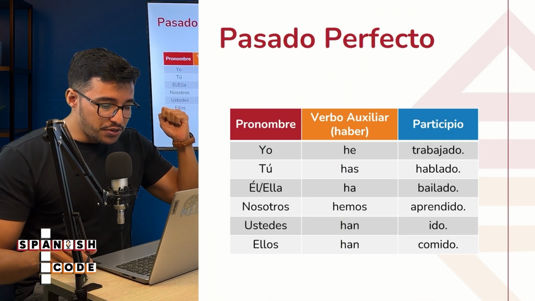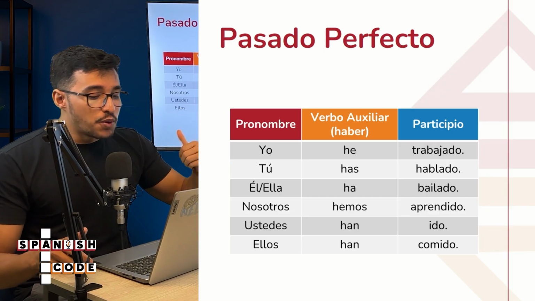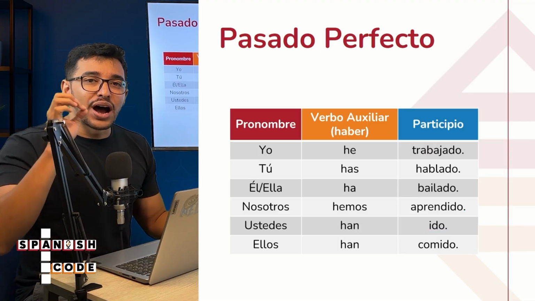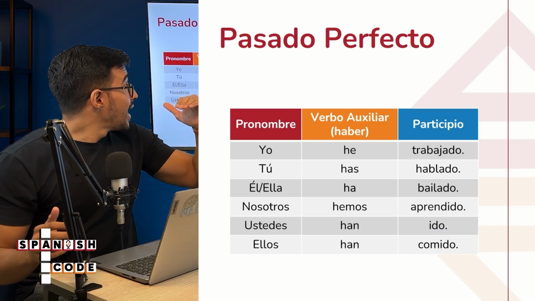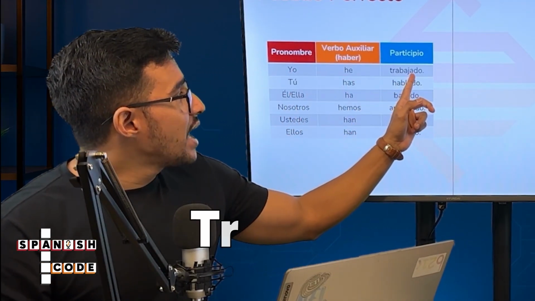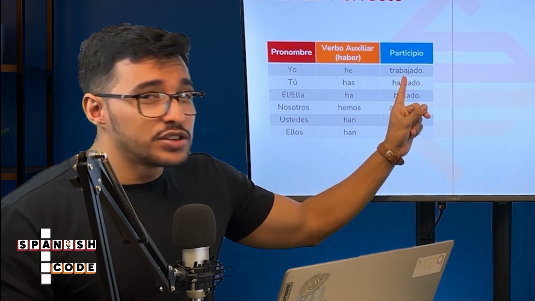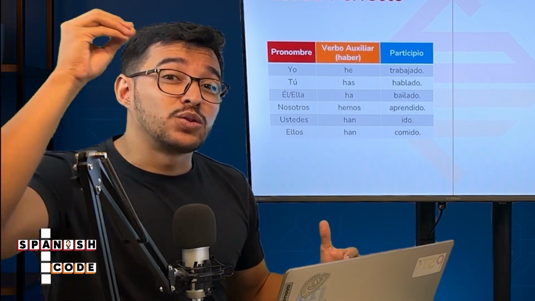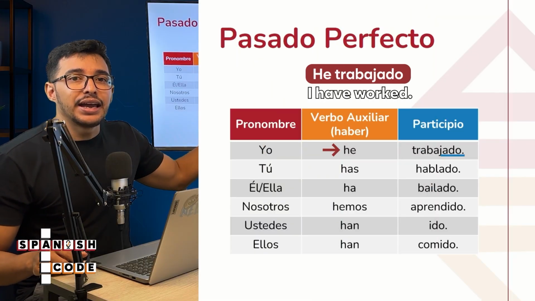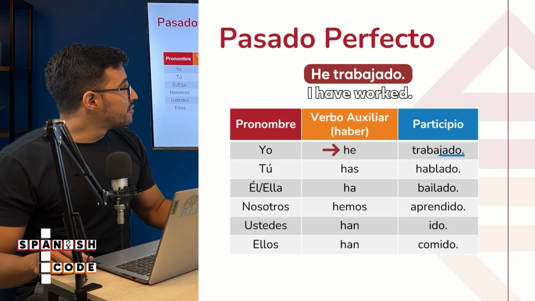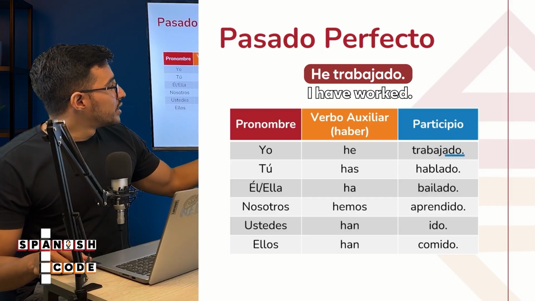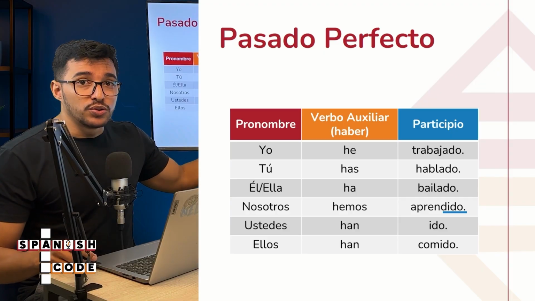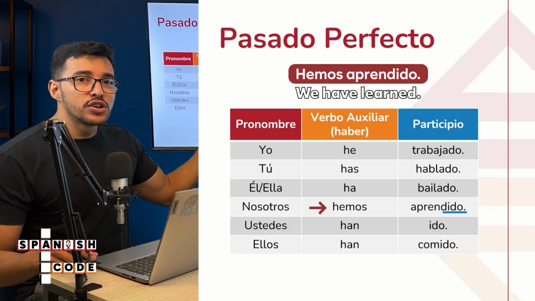So every time you think I have done something, I have eaten, spoken, written, you're going to be using ado, ido words. ADO or IDO depending on the ending of the verb. If it's AR, we say ado, like trabajado. We're never gonna use this word by itself. We're never gonna say yo trabajado or trabajado alone. We need an auxiliary verb, which is he trabajado, I have worked. And if you have an ER or IR verb, you're gonna say ido, like aprender is an ER verb, aprendido. So we have learned, hemos aprendido.